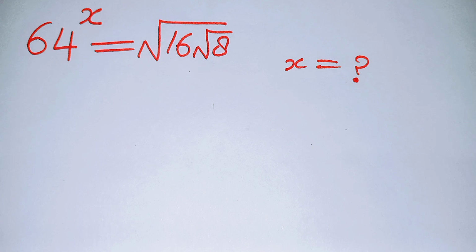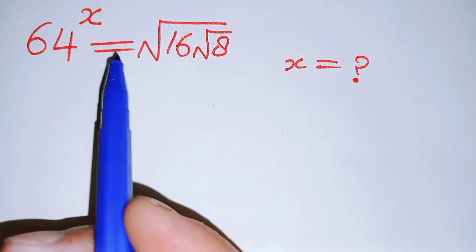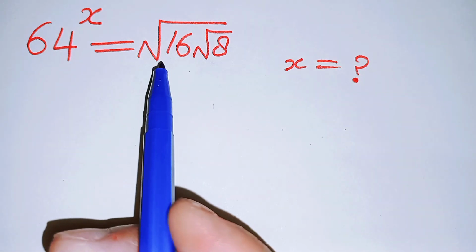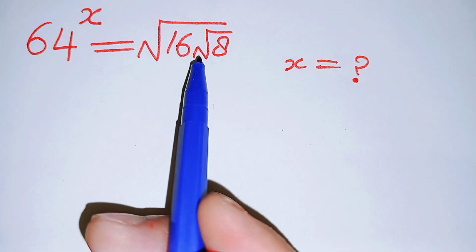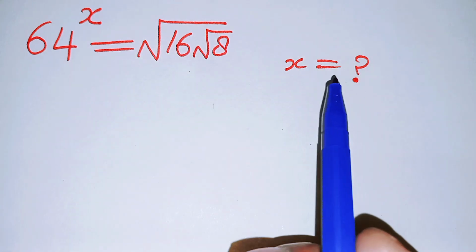In this video we are going to solve a nice algebraic problem, which is 64^x = √16 · √8. In this question, we need to find the value of x.